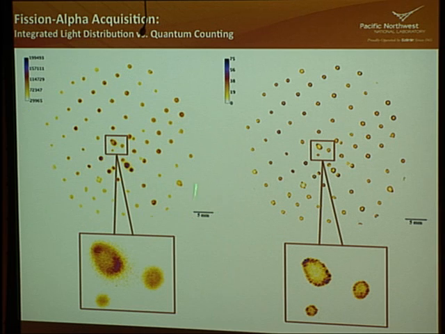And again, just to emphasize the point I made earlier, if you just add the light, you don't identify each individual event, and you have essentially a blurring effect. You're not able to see the distribution of the source as well as when we're identifying each individual particle.